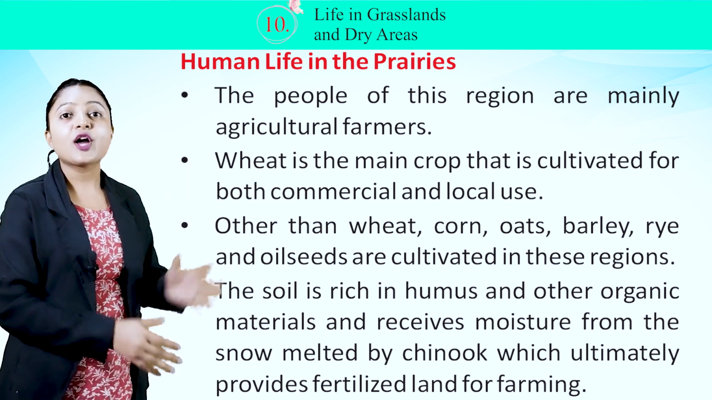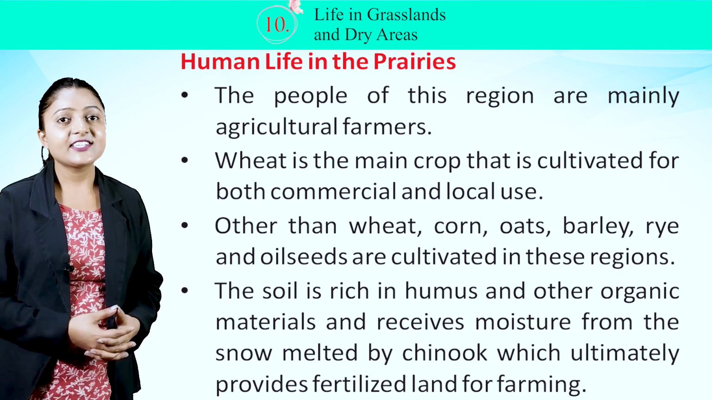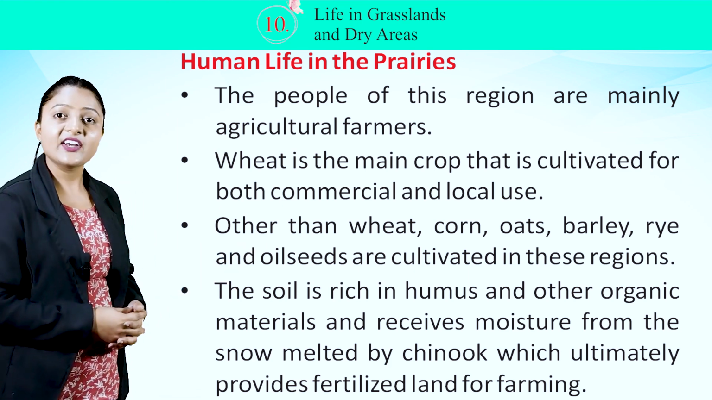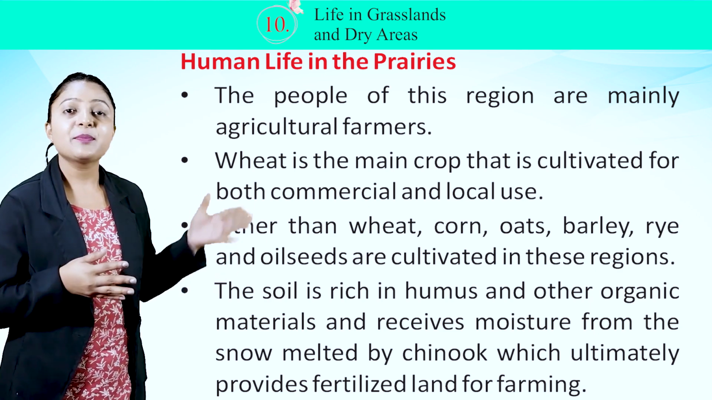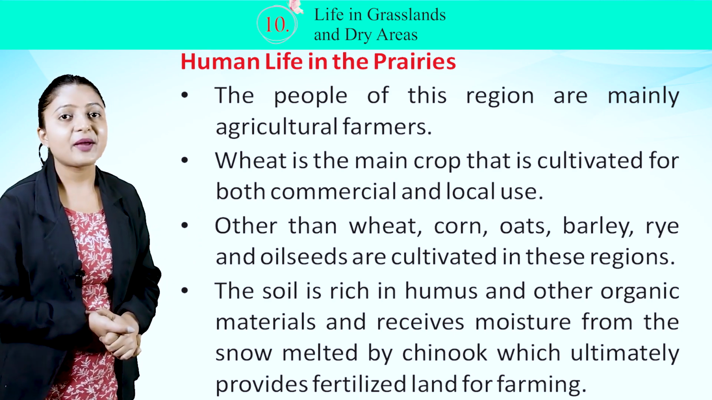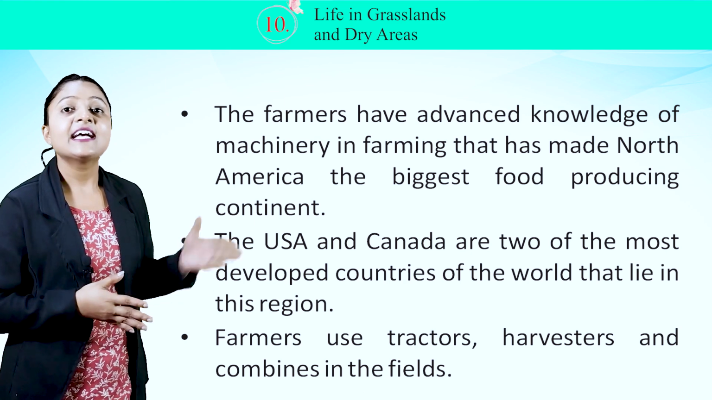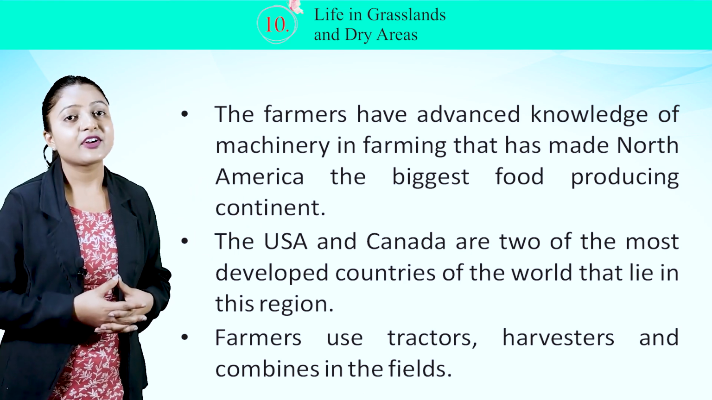Other than wheat, corn, oats, barley, rye, and oilseeds are cultivated in these regions. The soil is rich in humus and other organic materials and receives moisture from the snow melted by Chinook, which ultimately provides fertilized land for farming. The farmers have advanced knowledge of machinery in farming that has made North America the biggest food producing continent.